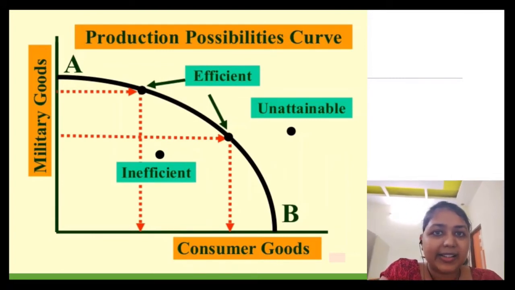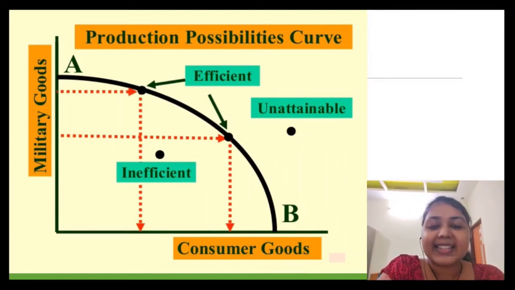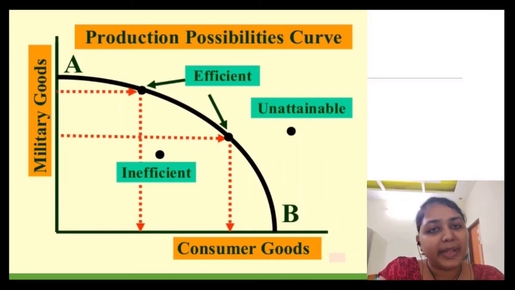As you can see here, the curve is sloping downwards from left to right. On the left side, it's on the top, and on the right side, it's at the bottom, right? It is sloping downward. There's a reason why it is so. Because there is scarcity of resources. If we want to produce more of something, we have to produce less of the other thing.